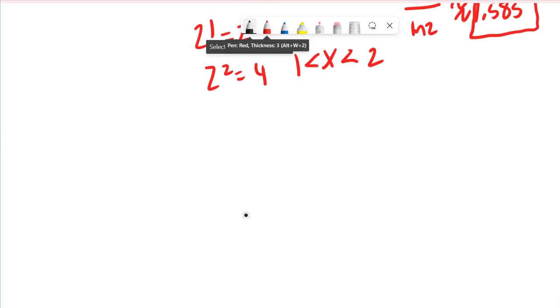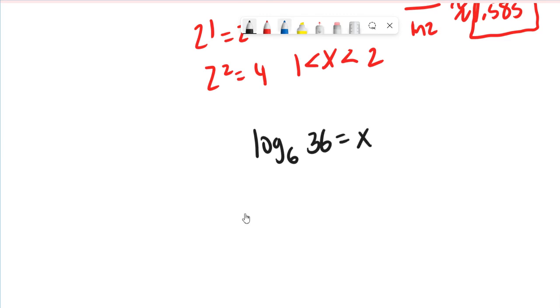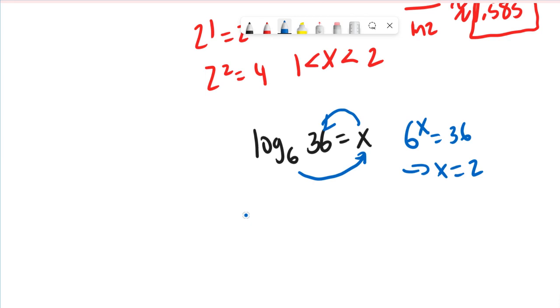If you have log base 6 of 36 is equal to x, then you know that means 6 to the x equals 36. But you can figure that out, that's going to be just 2. But what if you had different equations?